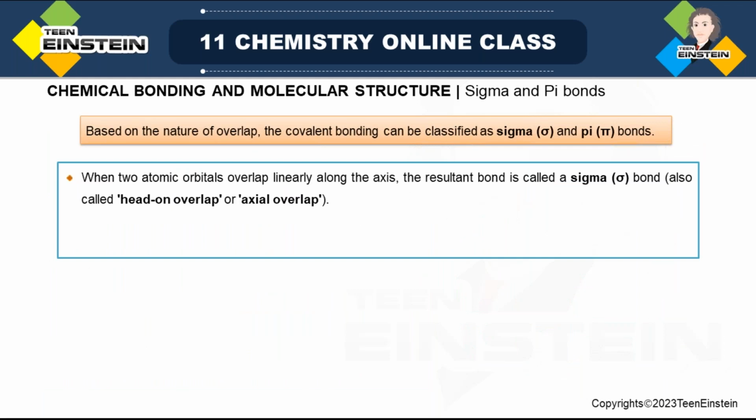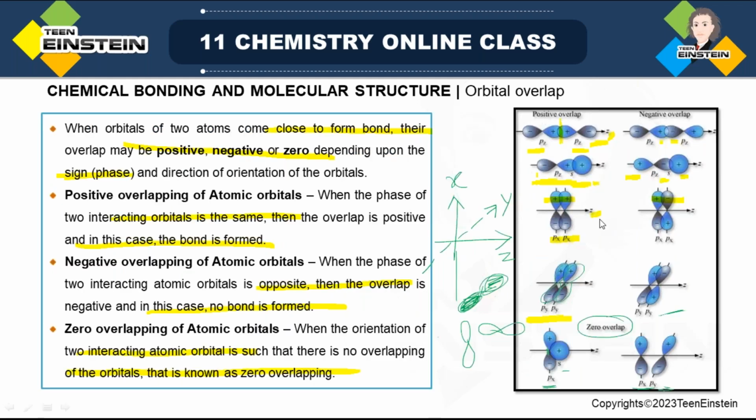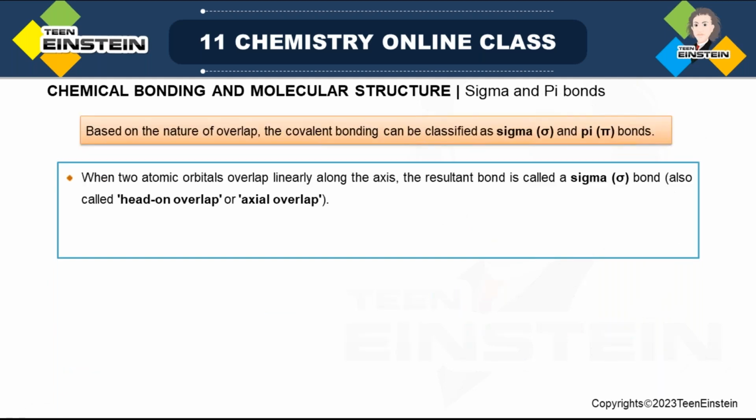Now sigma and pi bond, though you have already seen sigma and pi bond. The first two pictures are basically sigma bond. The next two pictures are basically pi bond. But we will see how it is. Based on the nature of overlap, when orbitals are approaching each other, depending on that, the covalent bonding may be sigma bond or it may be pi bond.